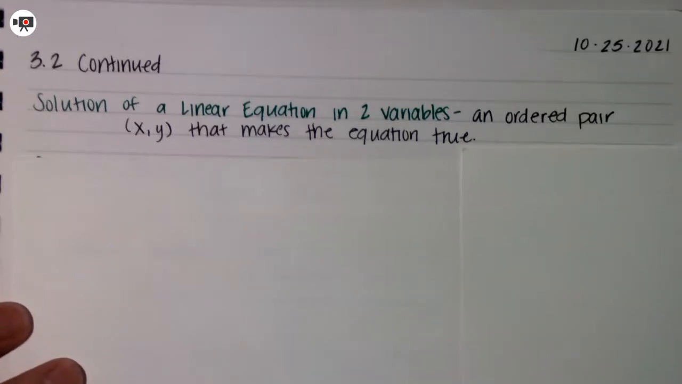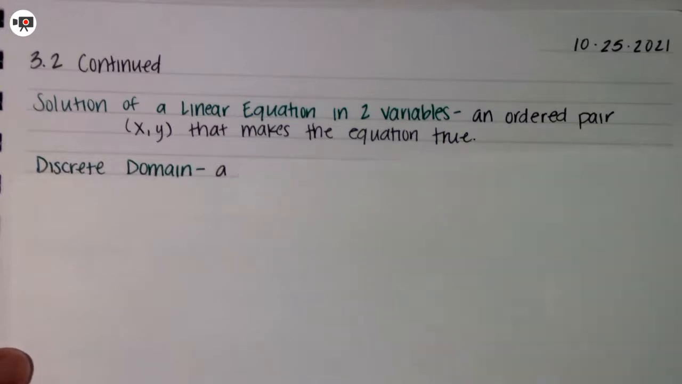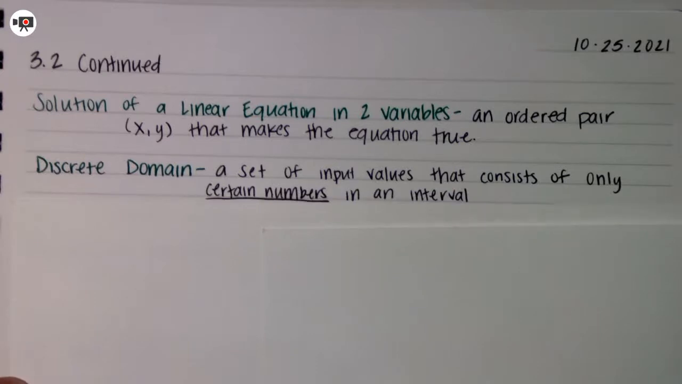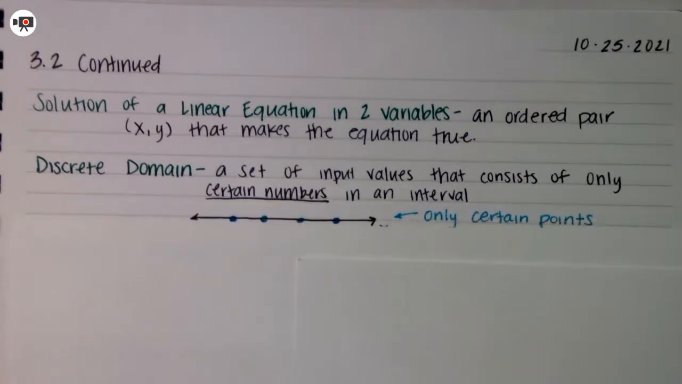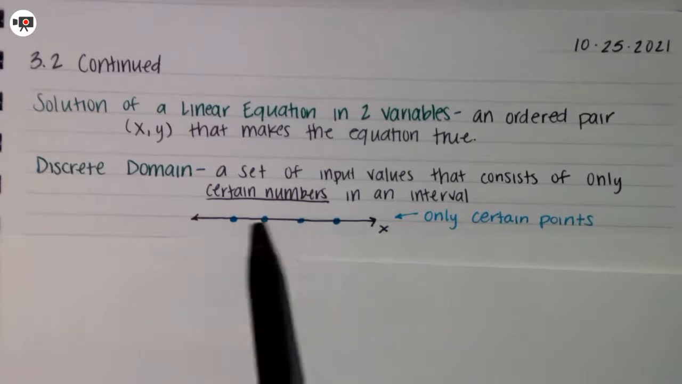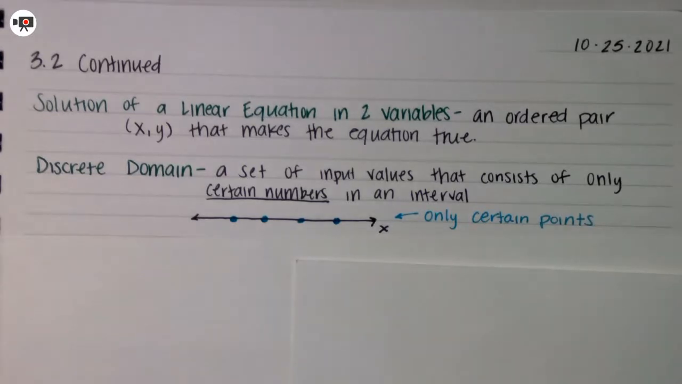There are two different kinds of domain. We talked about domain before, and a domain is any value x could be. So we have a discrete domain, which is a set of input values that consists only of certain numbers in an interval. So it's only some of them, it's not all of them in an interval. So if I have a number line here, and that represents x, my domain is only these points. It's not everything in between, it's only those. So it's only certain points. It is discrete. It is separate. They are certain points.